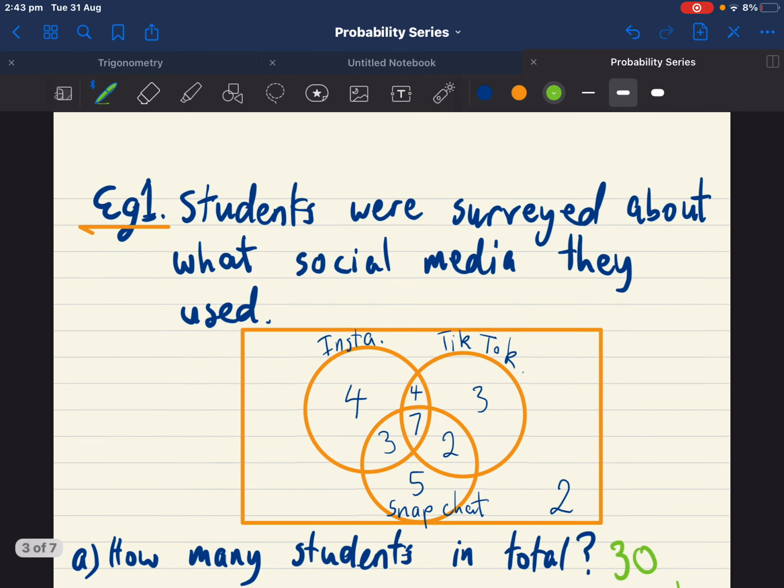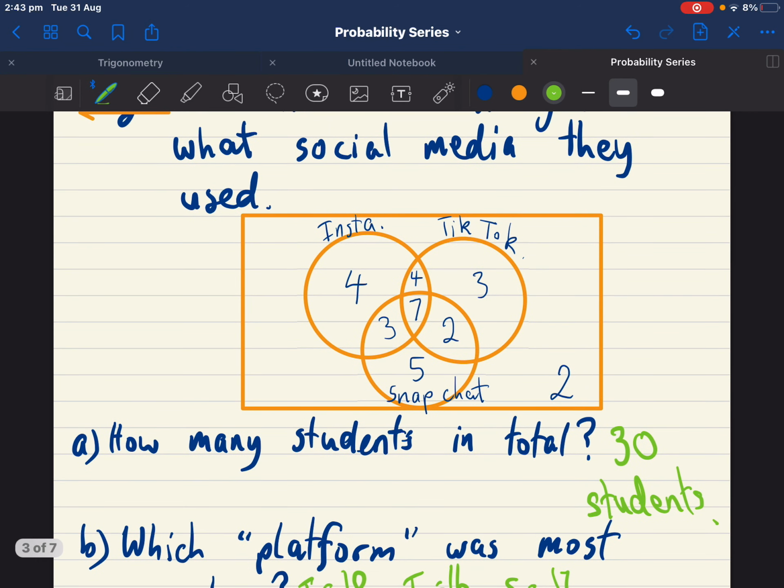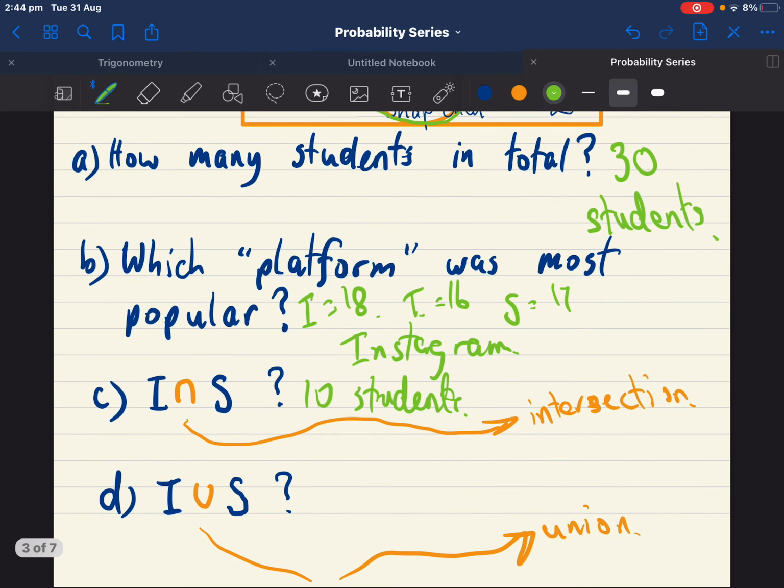So this is where you go up and say, okay, well, if you look at the Instagram circle, we had 18 there. And let's add on the extra Snapchat ones that aren't already counted. It's the extra 2 and the 5. So you end up with 25 in total. So those 25 students was the union of them both.